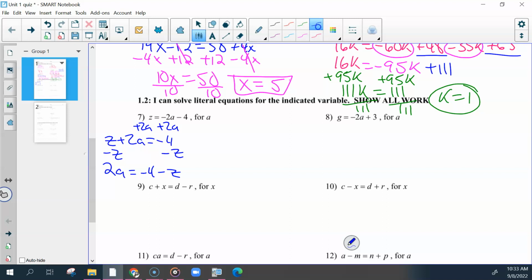And then you could do this one of two ways. Either divide everything by 2. So you have A equals -4 minus Z all over 2. You could have divided them separately. So you'd have A equals -2 minus Z over 2. Either of these would be your answer, and that would work.